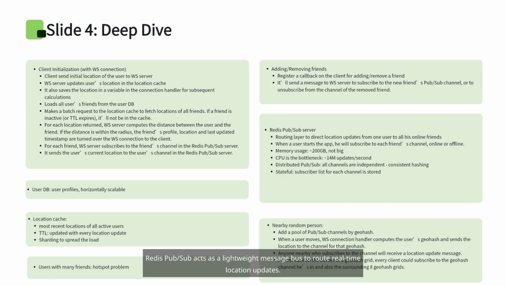Redis pub/sub mechanics. Redis pub/sub acts as a lightweight message bus to route real-time location updates. When a user updates their location, their handler publishes it to their dedicated pub/sub channel. All subscribed WebSocket servers belonging to that user's online friends receive this update and recompute proximity in real time. To manage scale, we use consistent hashing to evenly distribute channels across pub/sub nodes. It's a memory-light but CPU-heavy workload, the main bottleneck we're optimizing for. Each channel is independent and stateful. It remembers its list of subscribers.